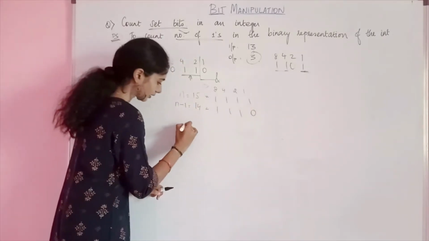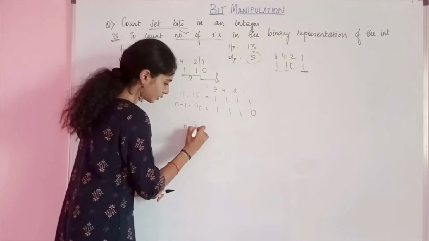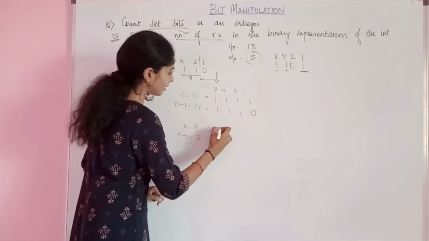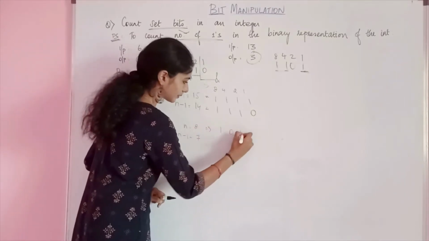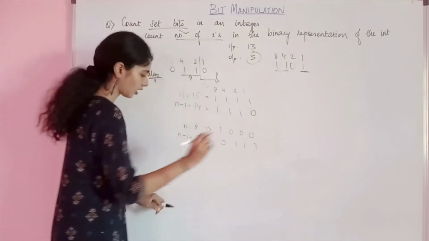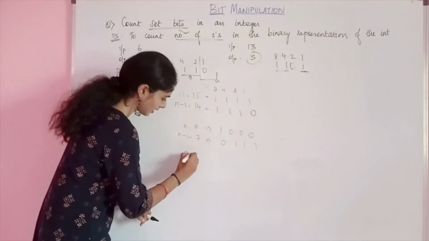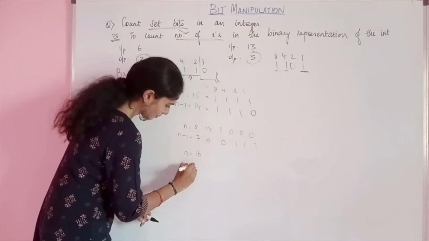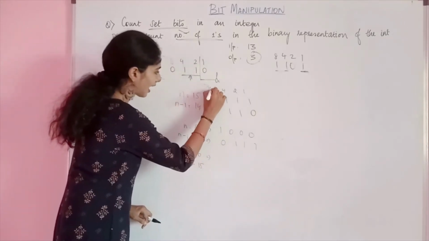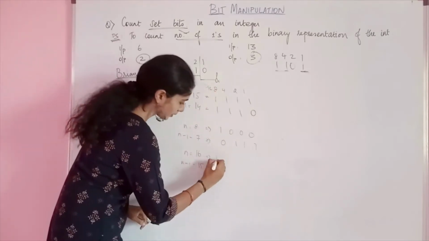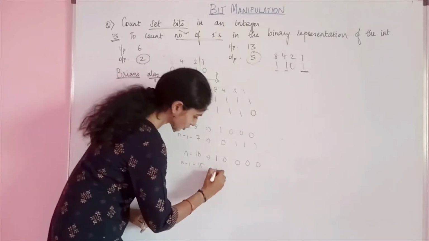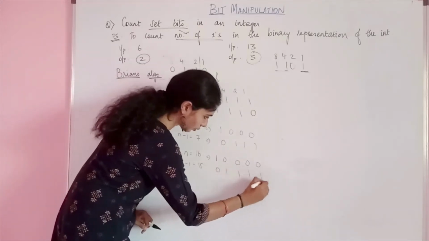Let's consider another thing. Let n be equal to 8. What is n minus 1? 7. So if n is 8, what will happen? 8, 4, 2, 1, and 7 is going to be 0, 1, 1, 1. Let's consider another number as well. Let n be 16 and n minus 1 is going to be 15. For 16, you will have to add another bit here. So 16 is this, and 15 is going to be 0, 1, 1, 1, 1.